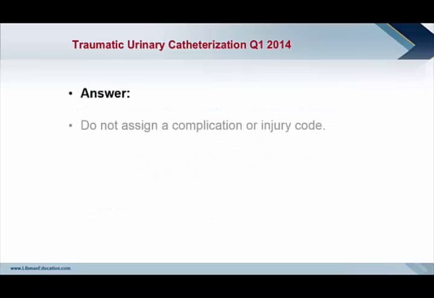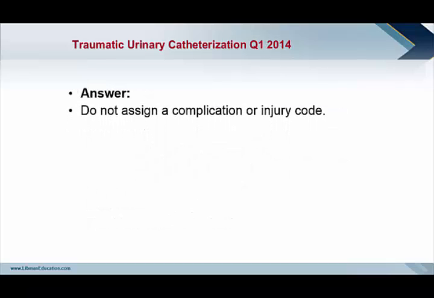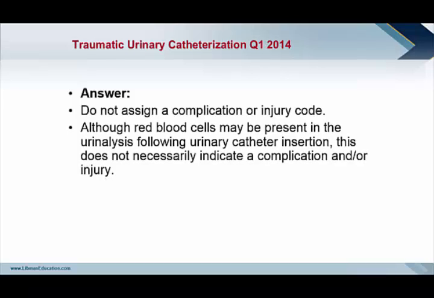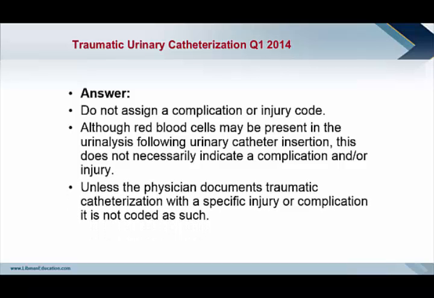And here the answer is, do not assign a complication code or injury code. Although red blood cells may be present in the urinalysis following the catheter insertion, this does not necessarily indicate a complication or an injury, unless the physician specifically documents traumatic catheterization, as stated in the previous coding clinic, with a specific injury or complication. These red blood cells are not coded as a complication or traumatic urinary catheterization.